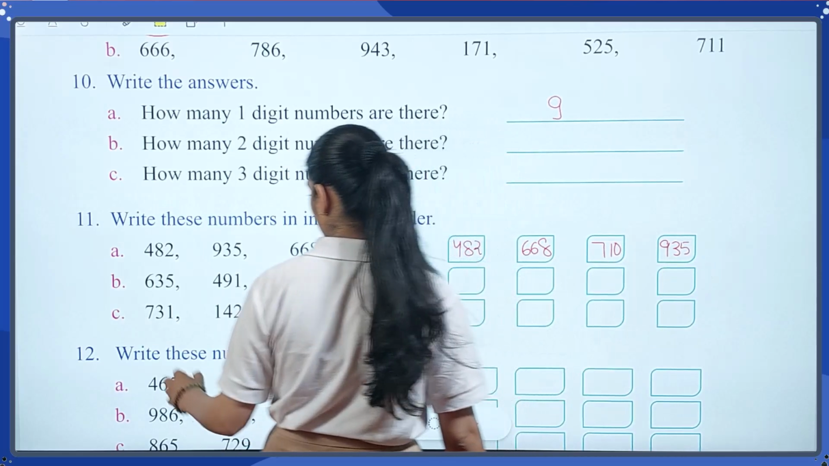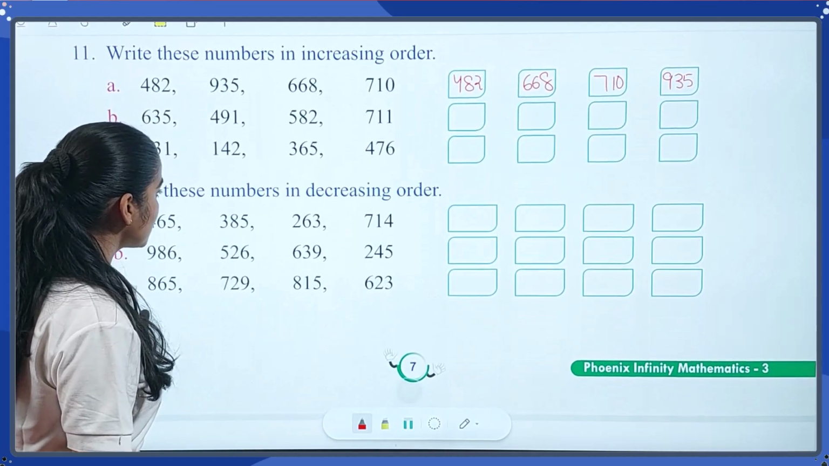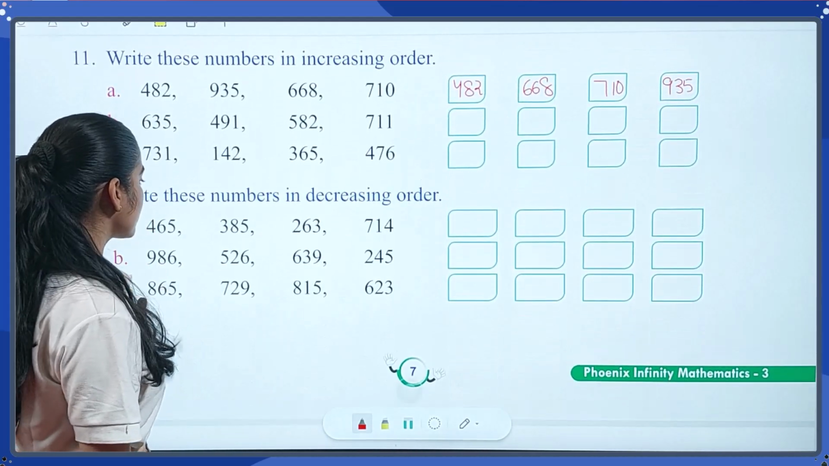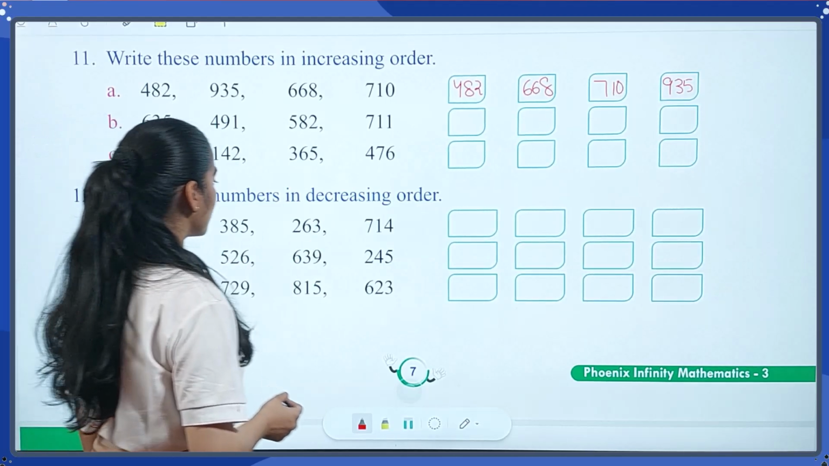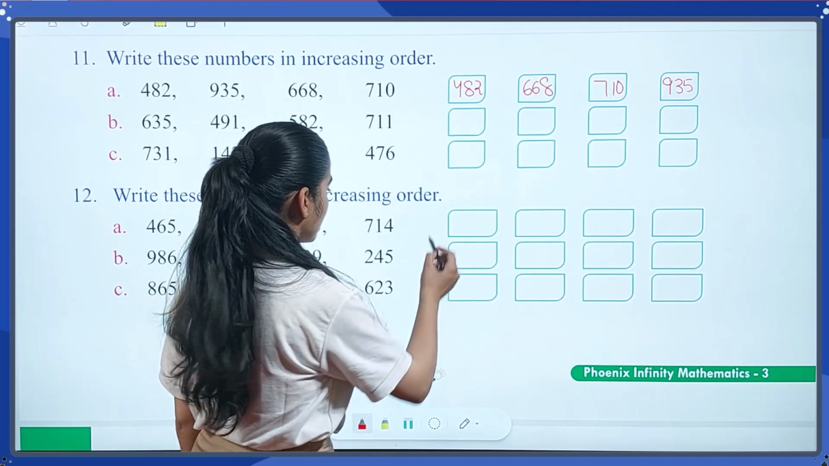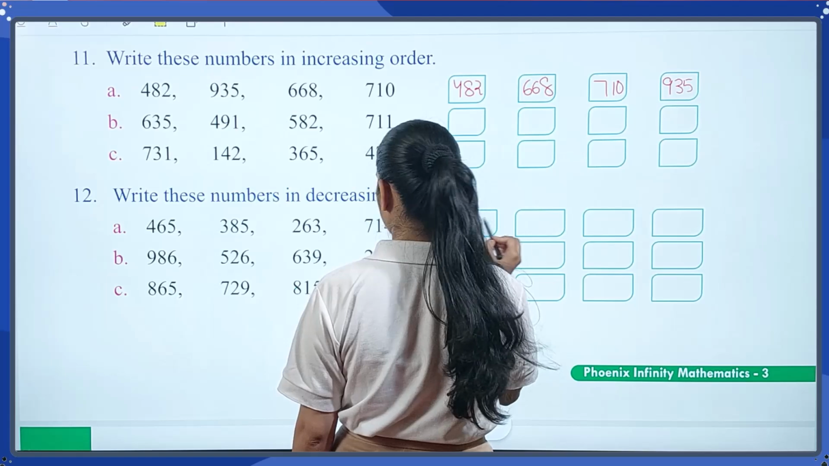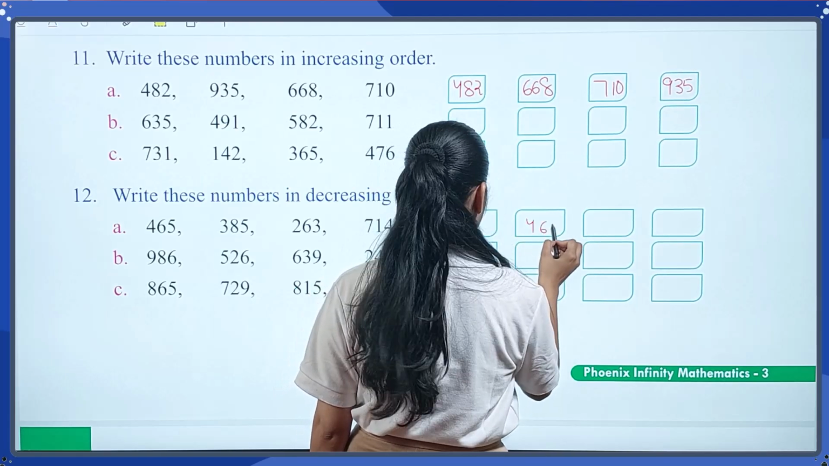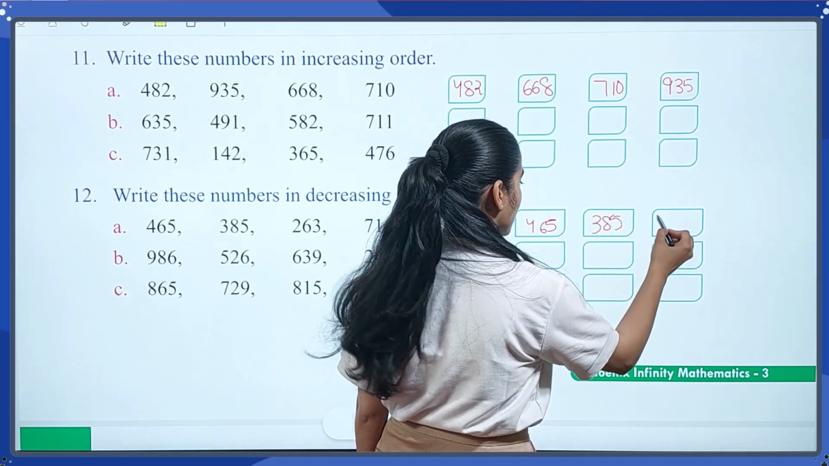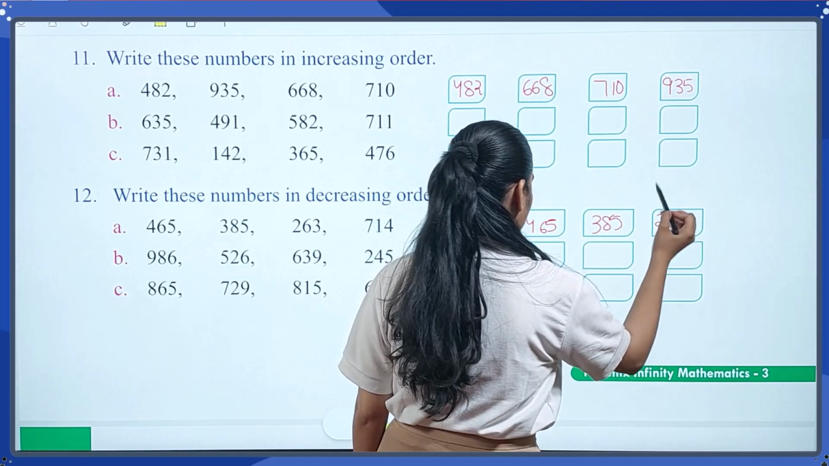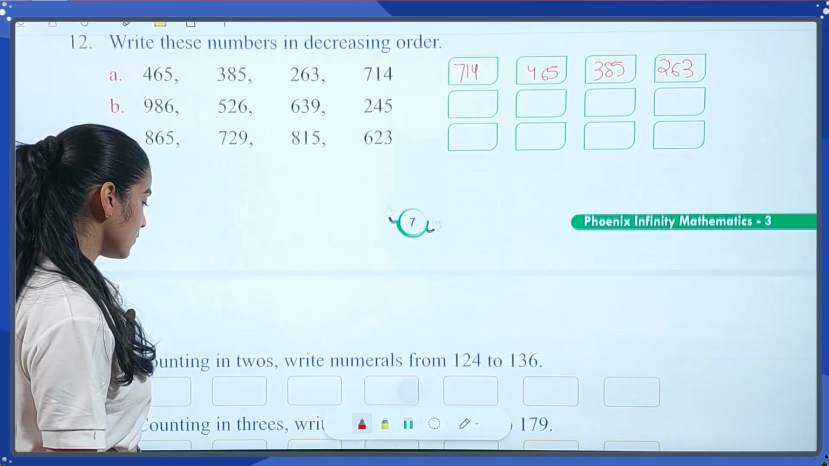So in the same way you can arrange this for the rest of the two questions you have. Write these numbers in decreasing order: 465, 385, 263 and 704. So we have to arrange it in decreasing order. First we have the biggest one, which is 714. Then we have 465, then 385, and after this we have 263. So you can arrange in the same pattern for the rest of the two questions we have.